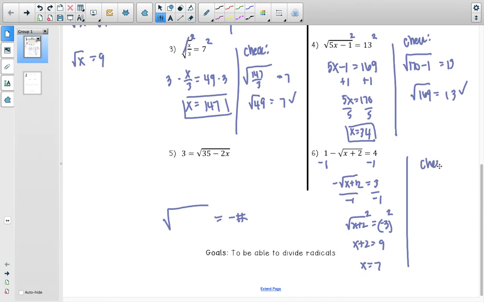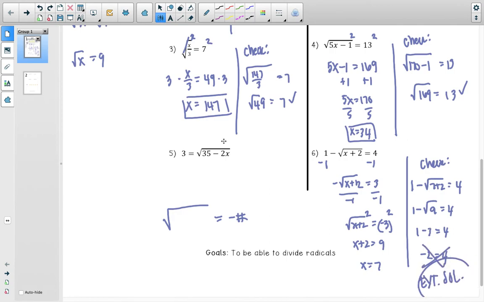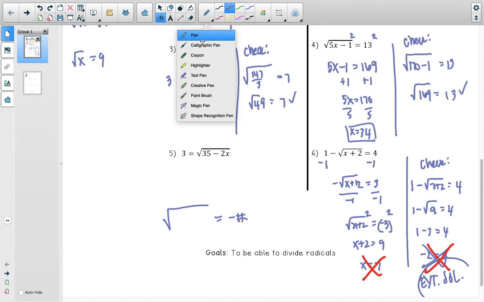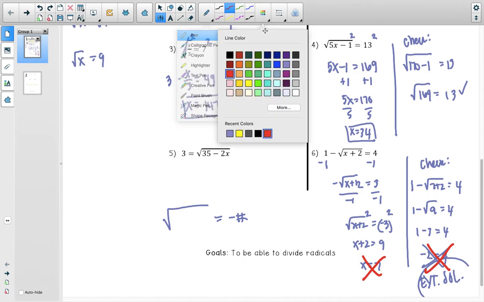Well, if we check it, we get 1 minus the square root of 7 plus 2 equals 4. 7 plus 2 is 9, square root of 9 is 3, so we have 1 minus 3 equals 4, and 1 minus 3 is negative 2. This is an extraneous solution. It's not real. This is fake. Okay, this is a fake answer. It doesn't work. So there's no solution because there's an extraneous solution. I'm going to say that again. I'm not writing it. There's no solution because there's an extraneous solution.